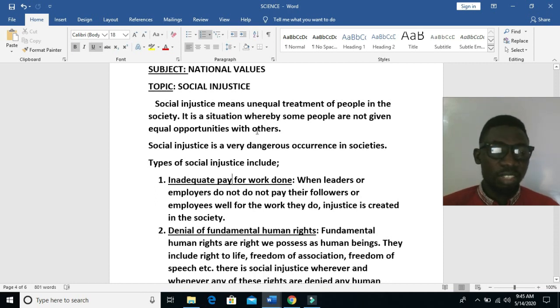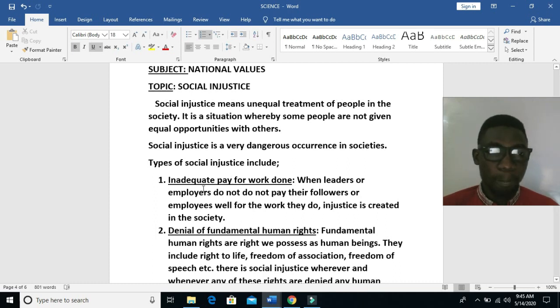Now, social injustice is a very dangerous occurrence in the society. It is not good at all. And you see that happen around today, whereby some persons are afforded a particular opportunity, while others do not have access to such opportunities. So such situation is referred to as social injustice.